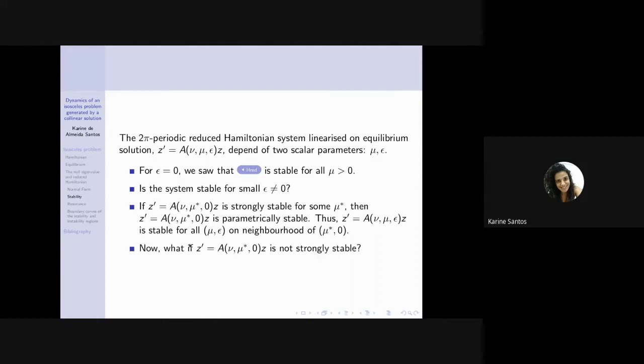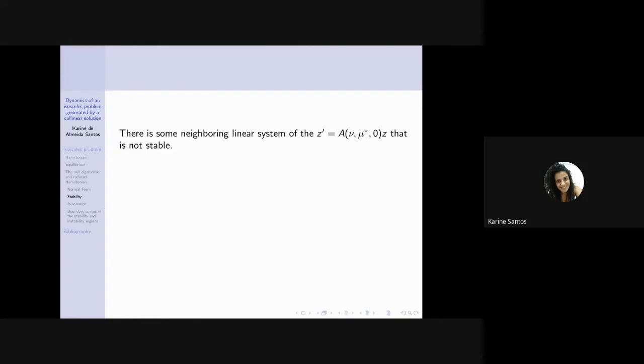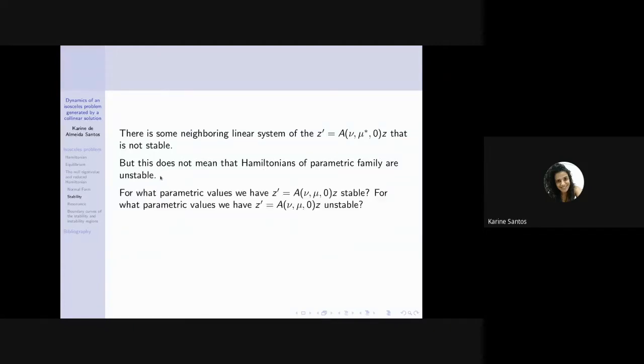But what happens if the system is not strongly stable? There is some neighboring linear system of the system that is not stable. But this does not mean that the Hamiltonian parametric family is unstable. I want to say that maybe there exist some parameter values for which this system is stable, and maybe there exist some parameter values for which this system is unstable. But for what parameter values does this happen?